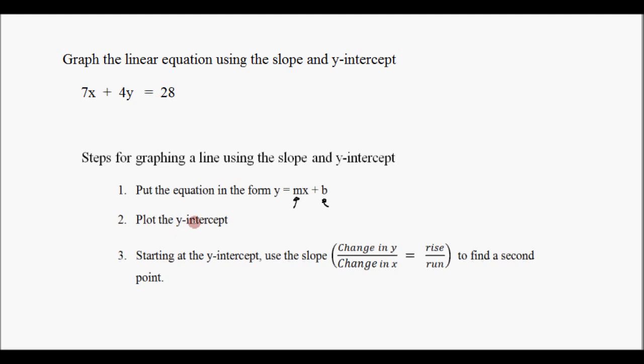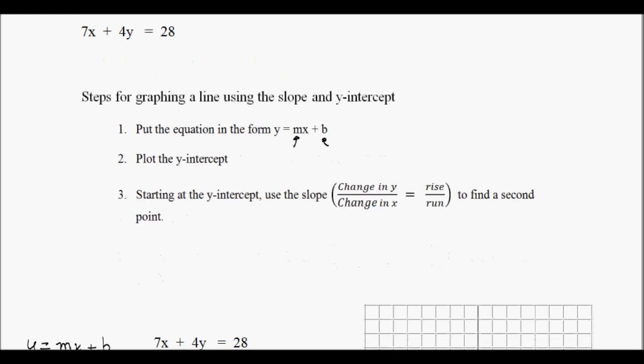Once we do that, we're going to plot that y-intercept. That's going to be our first point on the graph. And then we're going to use the slope, which we know is the change in y over the change in x, or the rise over the run. We'll use that to get our second point, because remember we need 2 points to draw a straight line.